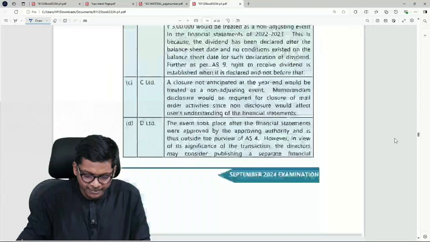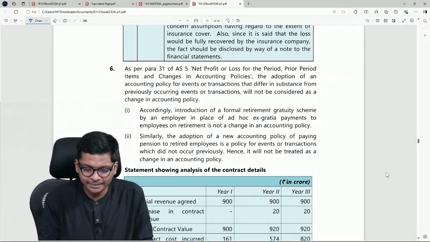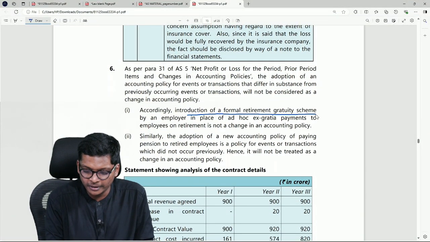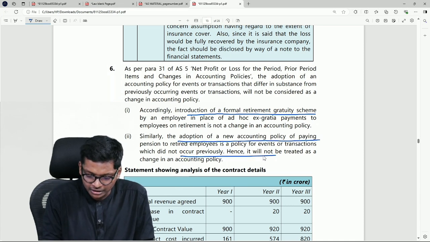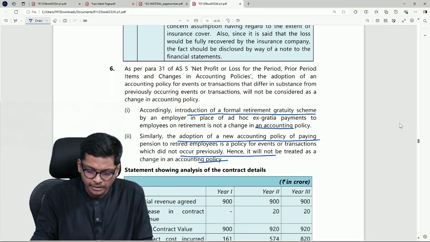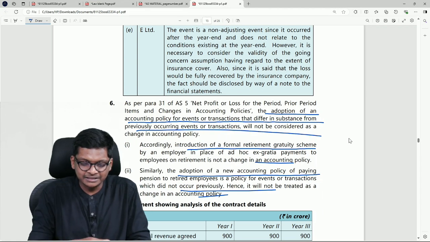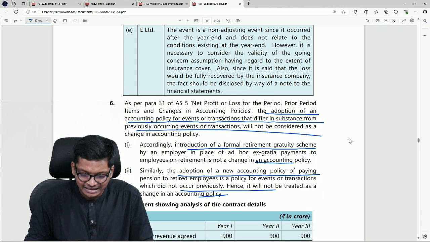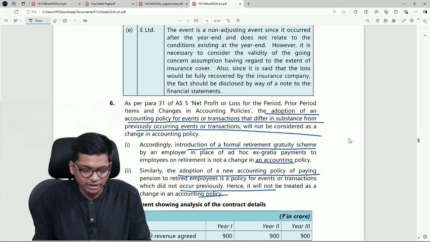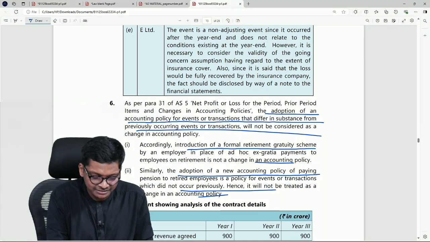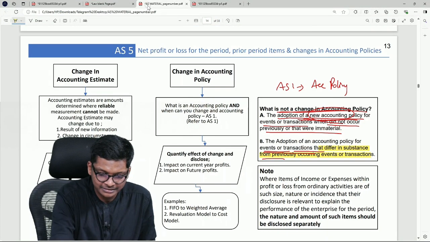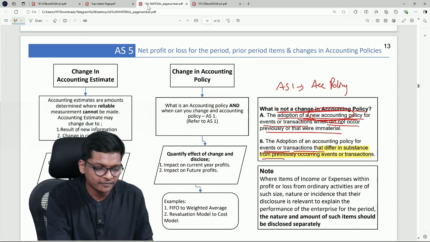Look at the RTP answer for question number 6, same thing. Introduction of a formal plan, adoption of a new accounting policy that does not occur will not be treated as a change in accounting policy. Look at this wordings. The adoption of an accounting policy for events that differ in substance will not be considered as a change in accounting policy. So, this is differ in substance, this is introduction of a new thing. Same our note, 2 points we have covered.